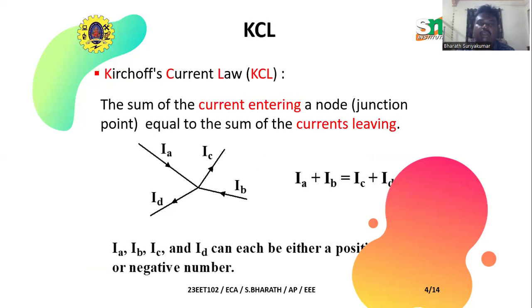With this small recap, let us get into the two laws of Kirchhoff. Kirchhoff's current law states that the sum of the currents entering a node, that is a junction point, is equal to the sum of the currents leaving the node. It can also be stated as the sum of the currents at a junction point is equal to 0. With a small analogy, you can see a circuit where IA, IB, IC, and ID can be either positive or negative at the junction point O. The equation of this circuit can be written as IA plus IB is equal to IC plus ID. This is called Kirchhoff's current law.